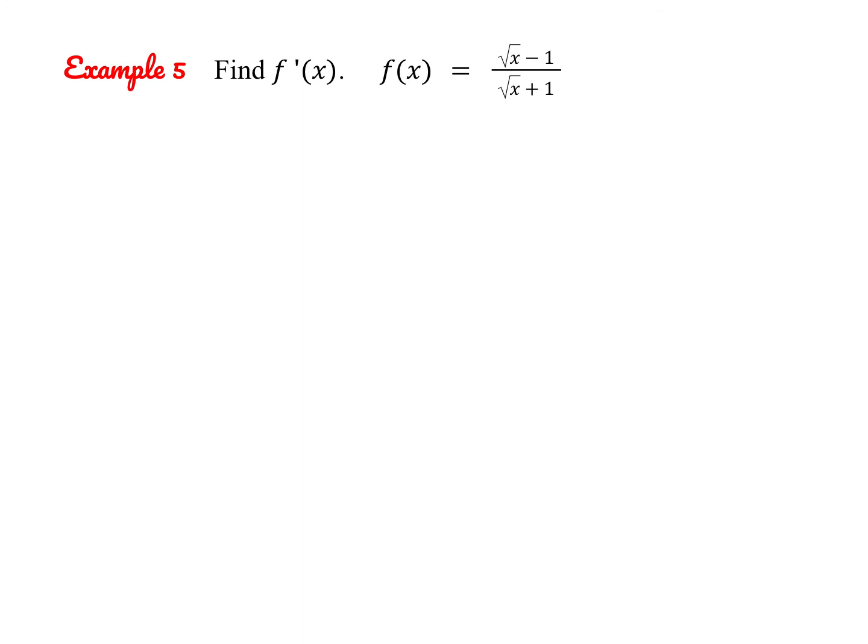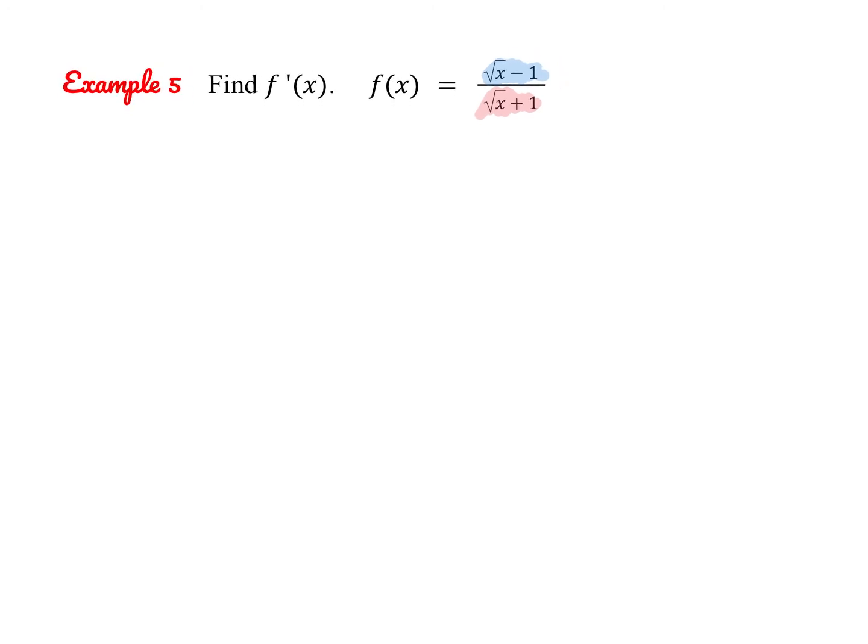All right, let's try one more together. So here, our function in the numerator would be square root of x minus 1. Our function in the denominator is square root of x plus 1, and we can use our quotient rule for this. I do want to remind you that we want to think of square root of x as x to the 1/2, just to make it a little bit easier for us to use our power rule.